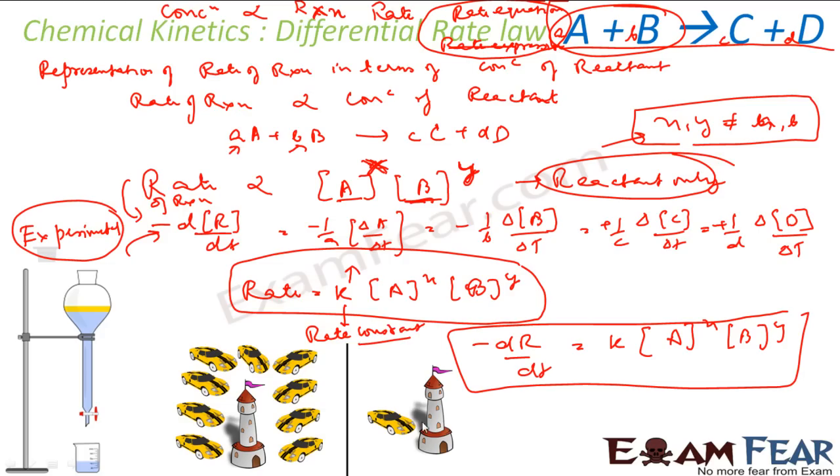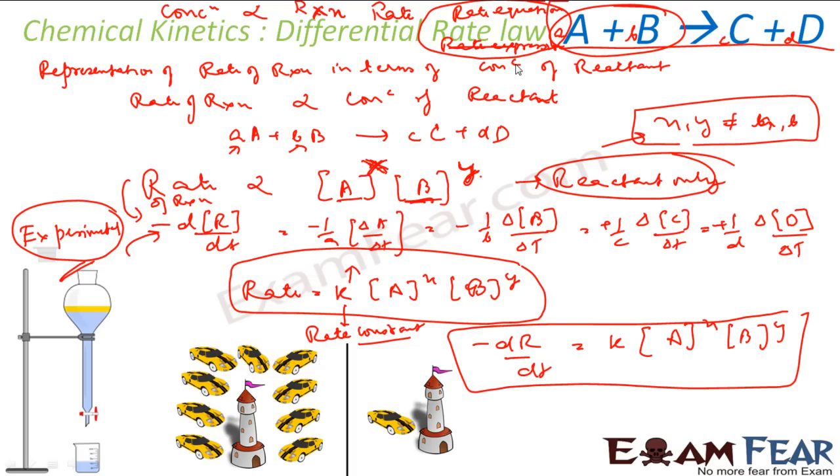So you see, concentration is changing, the reaction rate is changing. And please note, these are all experimental values. Let me repeat again, these are all experimental values. This x and y are experimental values. Correct? So you want to define the rate law.